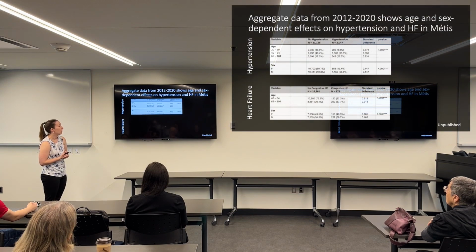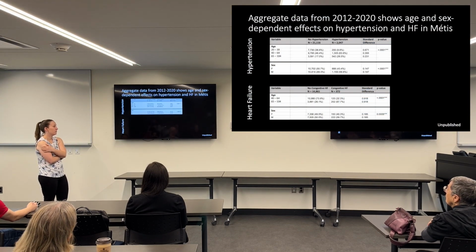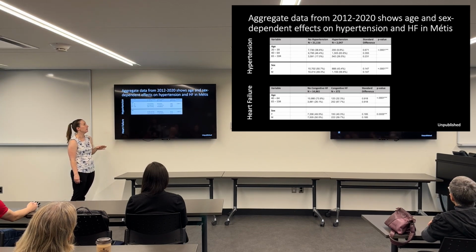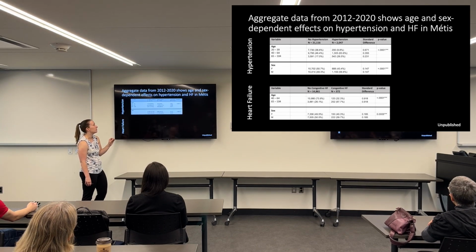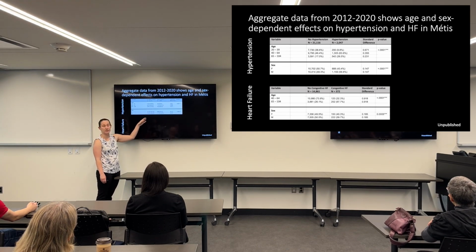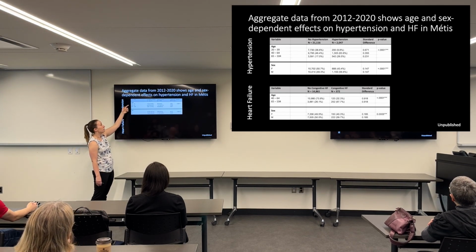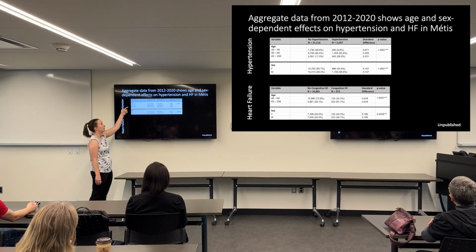So I'll show you a couple tables and then bar graphs about some of the data that he's collected from the years 2012 to 2020. And first I'll go through the hypertension data and then the heart failure data. But basically the way he set up his tables was he looked at the population of Métis identifying or MNO registered citizens with no hypertension or hypertension, and then from there broke it up based on age. So he has 3 bins, 20 to 39, 40 to 64, and 65 and up.